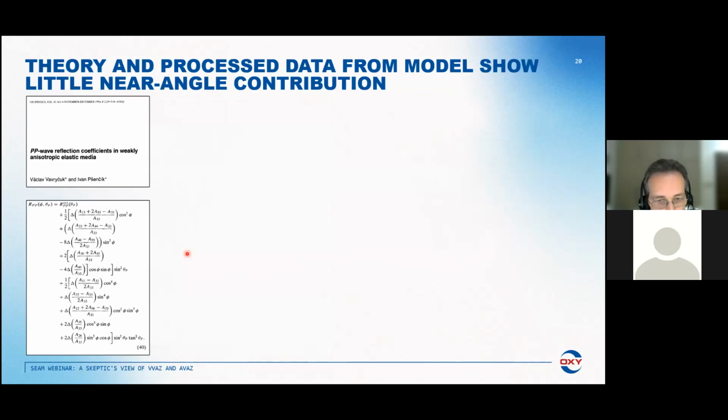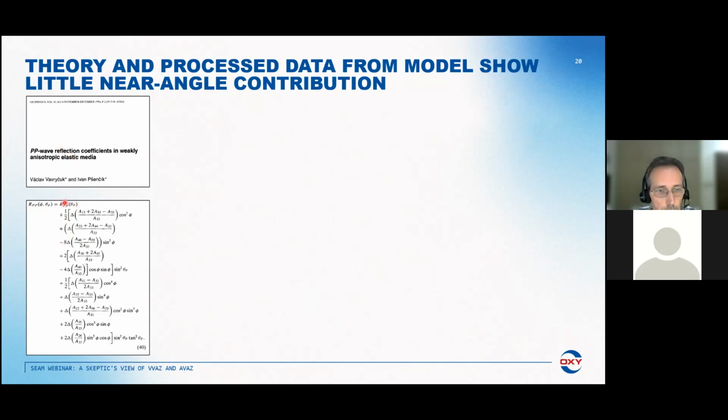Now let's go to that little side investigation on the near versus far angle contribution. If I go to the Vavrycuk and Pšenčík paper on P-wave reflection coefficients in weakly anisotropic elastic media, this is the equation. A little daunting, but it's actually not that complicated. It's the P-wave reflectivity as a function of azimuth and P-wave incidence angle. Obviously, I'm only looking at P-wave.